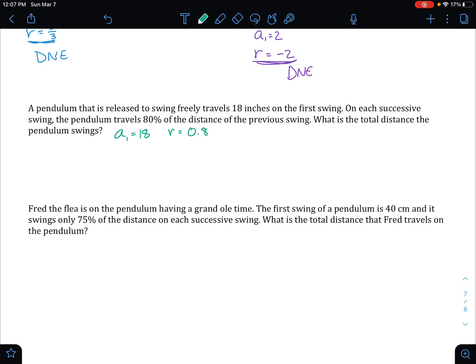Since our r is not greater than or equal to 1, we can go ahead and use our infinite geometric series, S sub infinity, and that's going to be equal to 18 over 1 minus 0.8. That will tell us that our pendulum is going to swing about 90 inches before it comes back to rest.